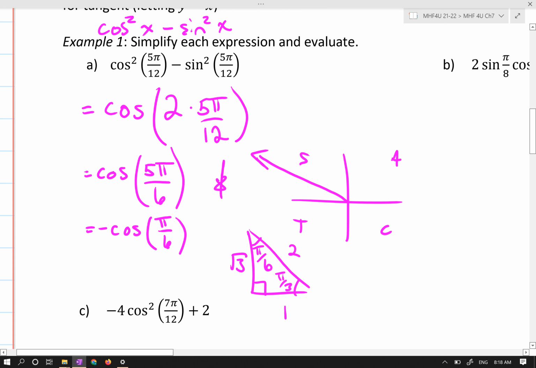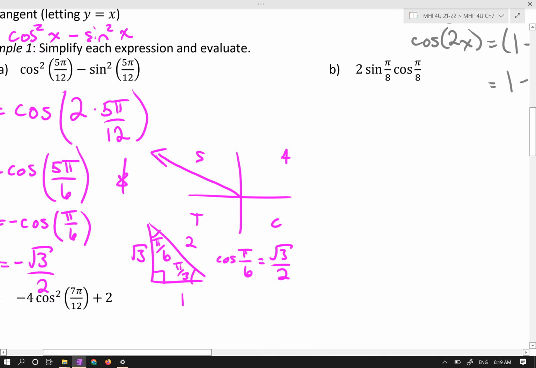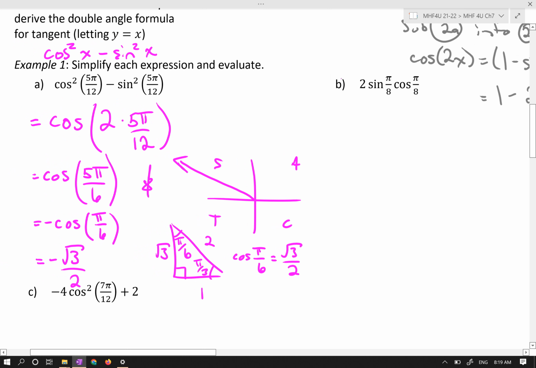Okay, so the cosine of pi over 6 is going to be equal to my adjacent side over my hypotenuse, and that is root 3 over 2. So negative the cosine of pi over 6, I'm working with negative root 3 over 2. Fantastic. So we should be able to follow the same kind of pattern for example 1b.